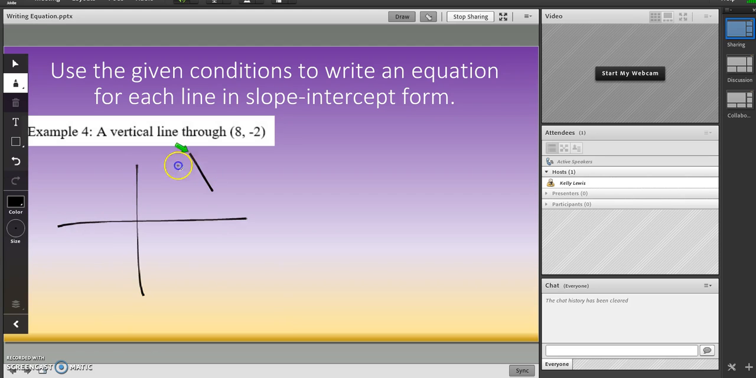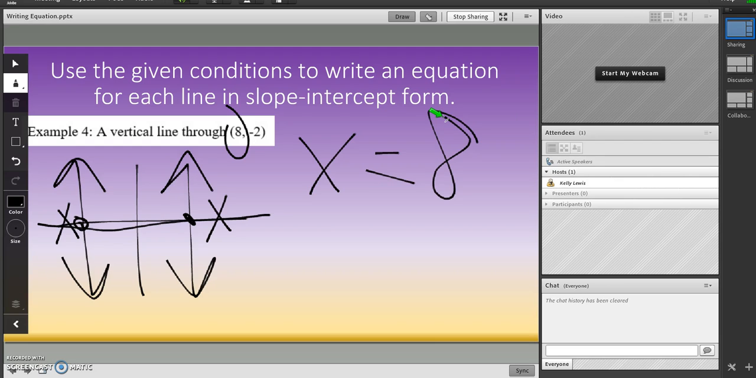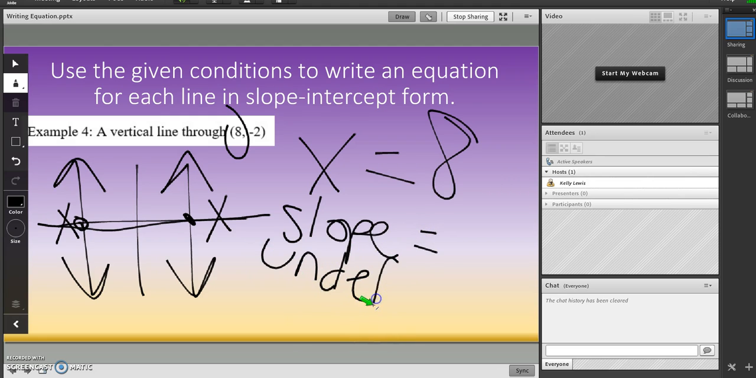All right, a vertical line. So remember, a vertical line is like this, up and down. A vertical line is right here, and those are on the x-axis, and the number that x equals right here is 8. That's all there is to it. There's no sneakiness later. Also, just reminding you that the slope of a vertical line is undefined.